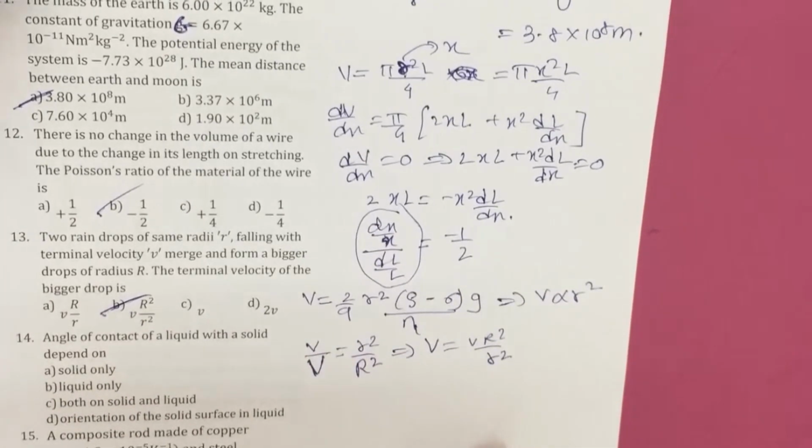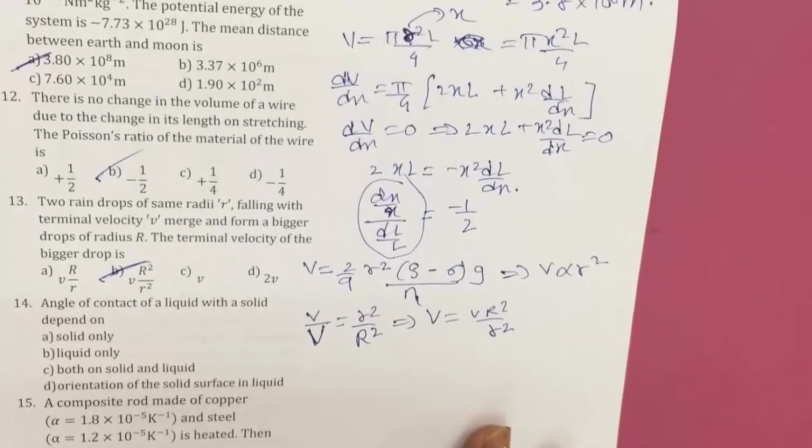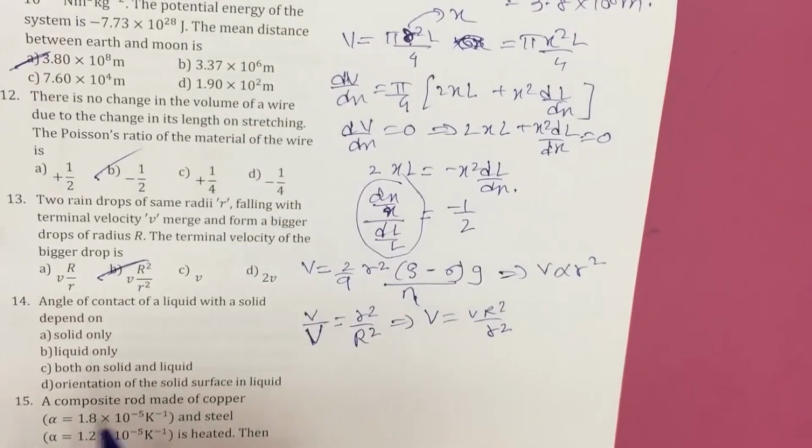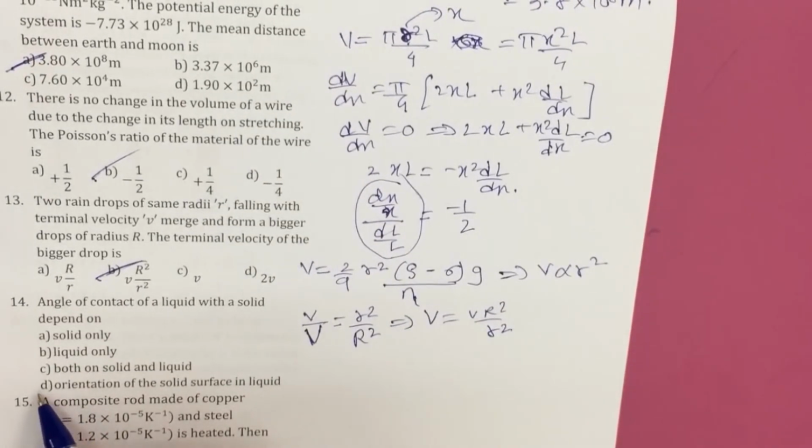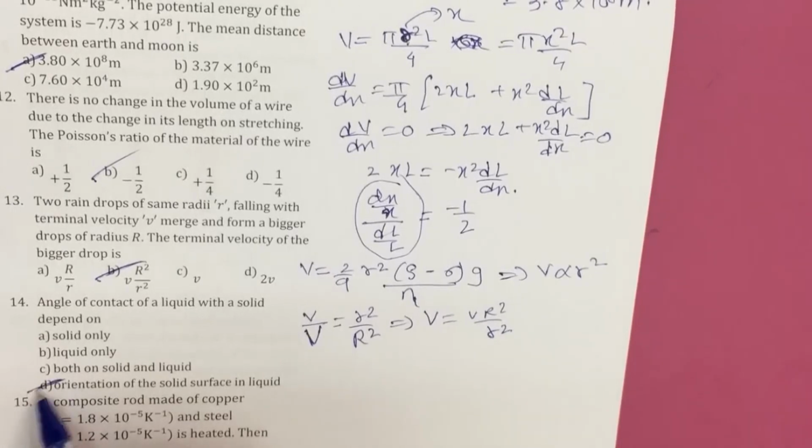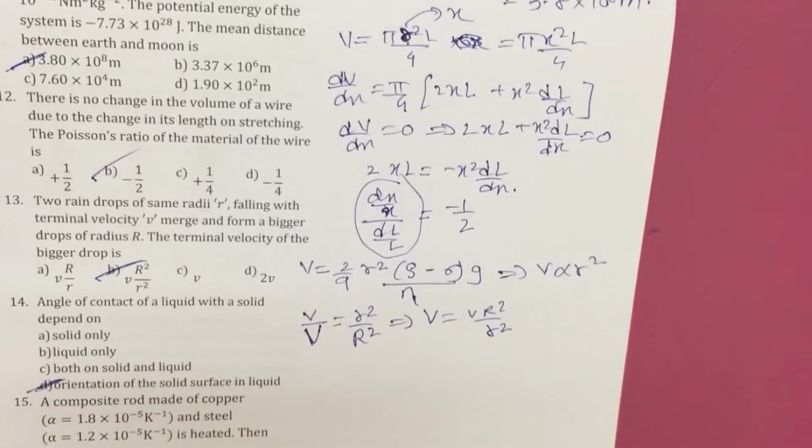Question 14. Angle of contact of a liquid with solid depends on. Here the correct answer is that it depends on the orientation of the solid surface with the liquid. The angle of contact is defined as the angle inside the liquid between the tangent to the solid surface and the tangent to the liquid surface at the point of contact. Hence the angle of contact actually depends on the orientation of the solid surface in the liquid.